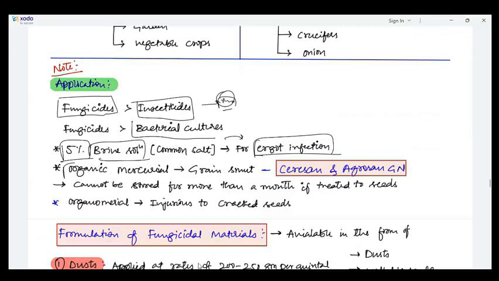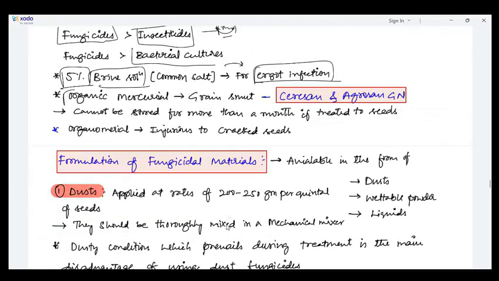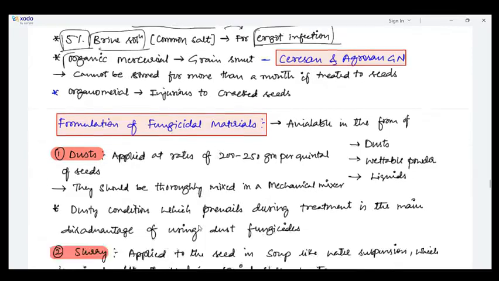Whenever seeds are treated with the organic mercurial, they cannot be stored for more than a month, or they will become poisonous. Also, if there is any cracking in the seeds, that will make them toxic, and the seed reserves inside the seeds will deteriorate. That is why they cannot be kept for a longer period. They should be sown immediately if they are treated with these particular chemicals.